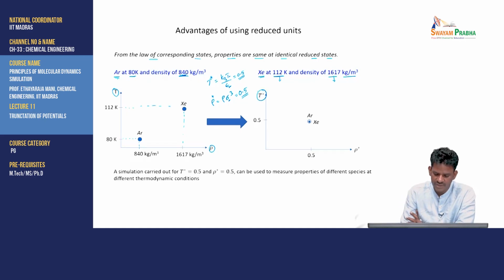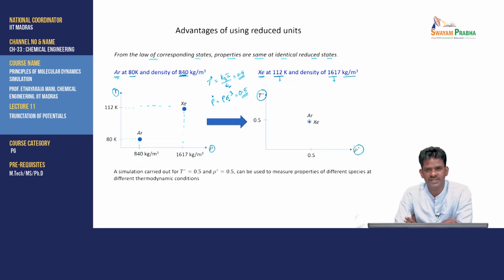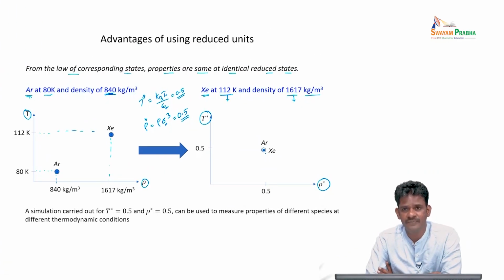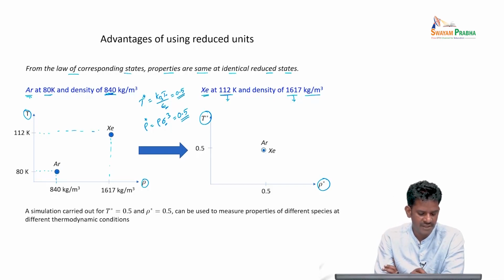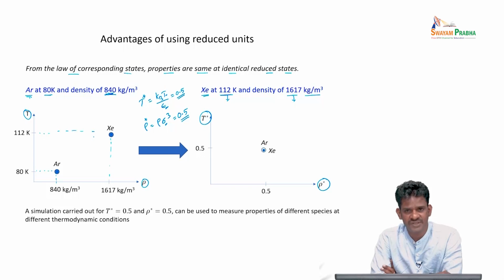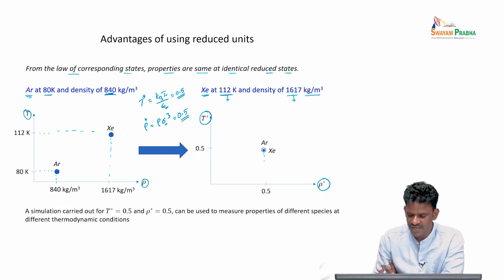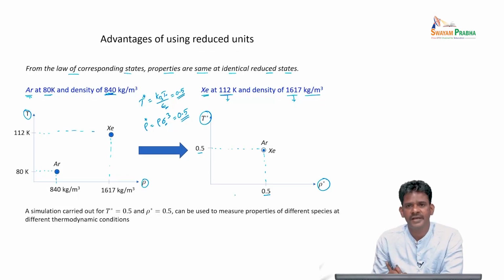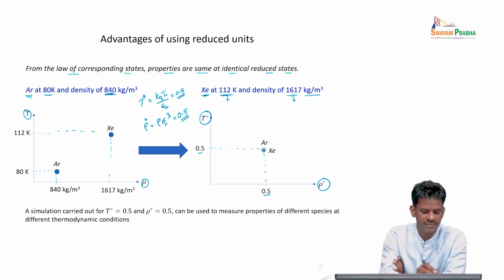So in the reduced temperature and reduced density state space, you see that both argon and xenon are at the same conditions or same reduced states. So, even though in the dimensional unit the argon and xenon are two different thermodynamic states, in the reduced state they correspond to the same state. Okay. In such a case, if I do a simulation at reduced temperature of 0.5 and reduced density of 0.5, then the same simulation results can be used for both xenon at this temperature and density, and for argon at this temperature and this density.